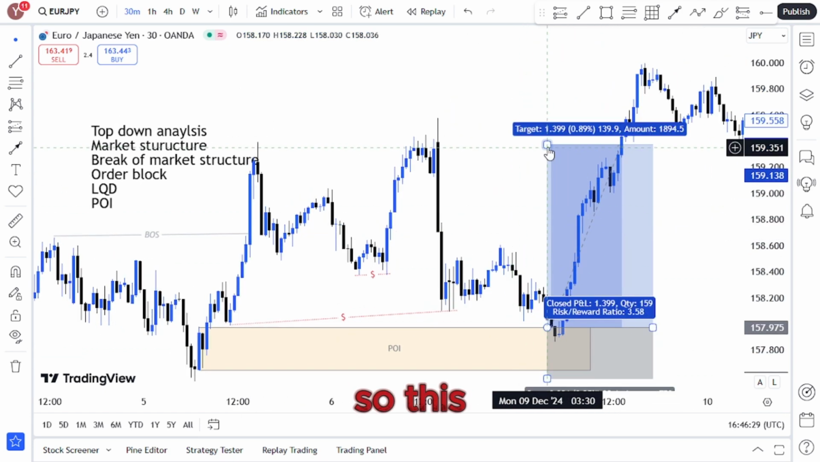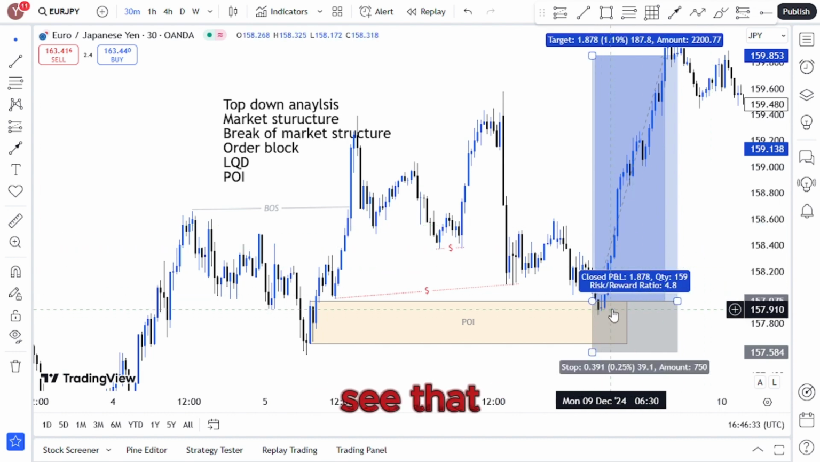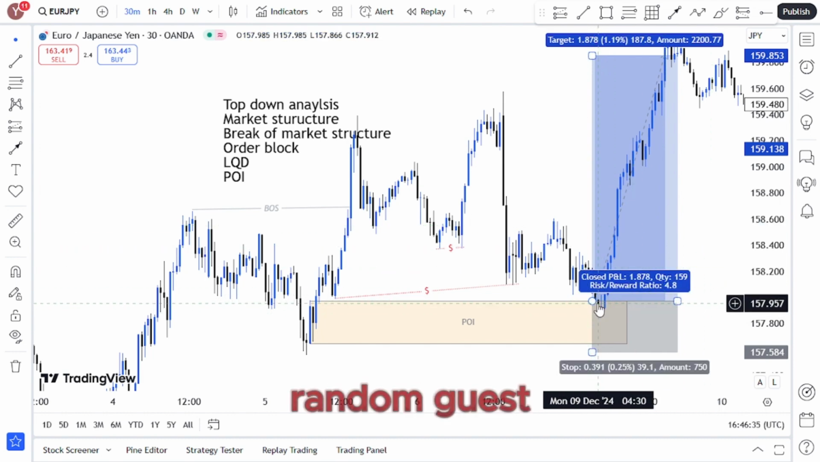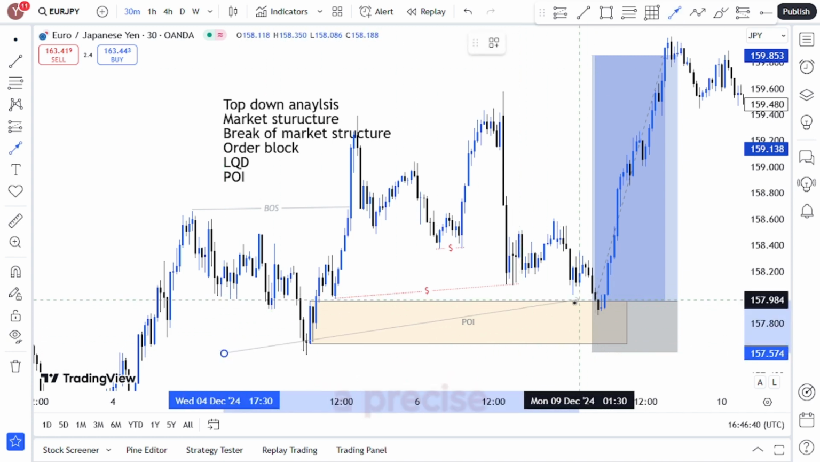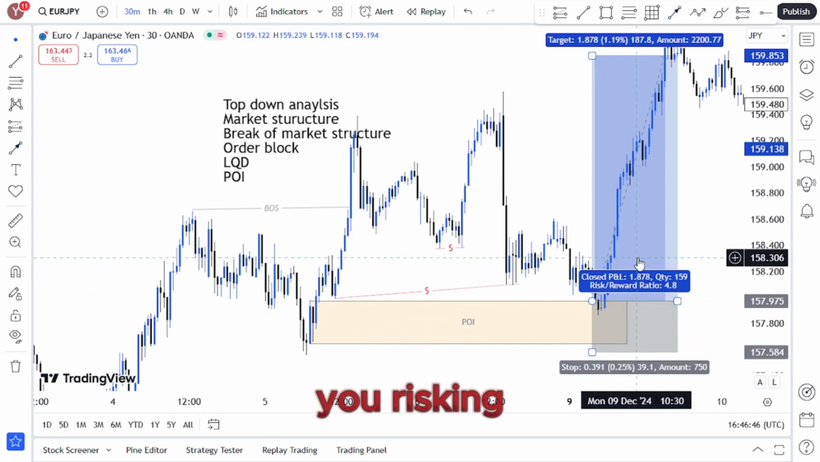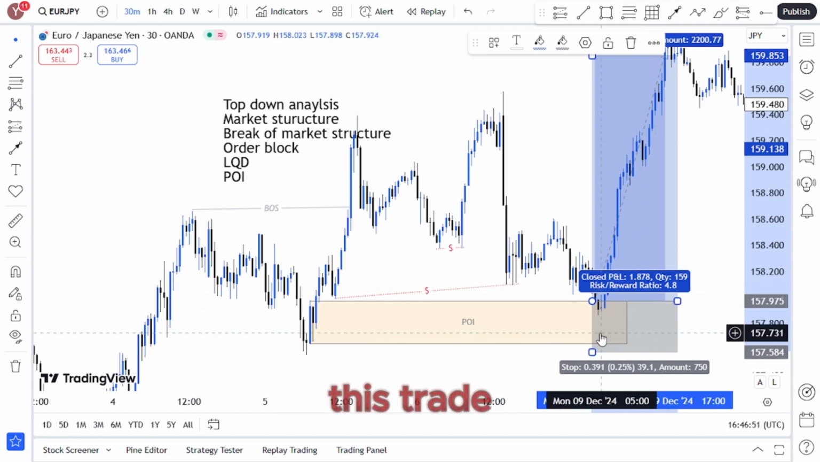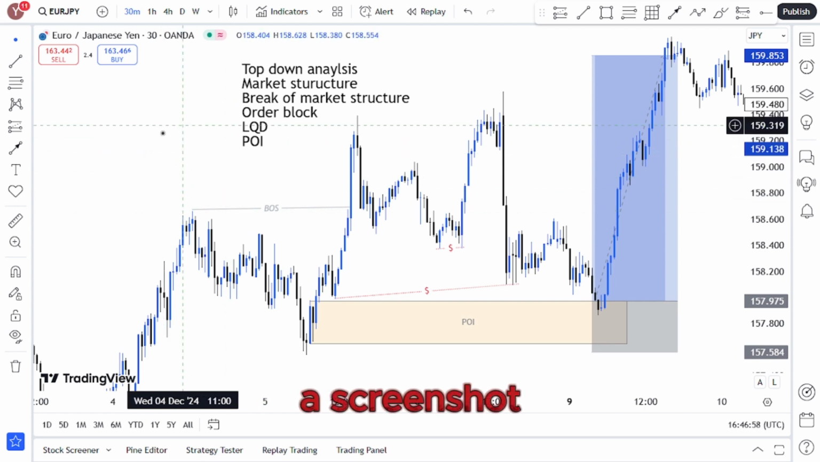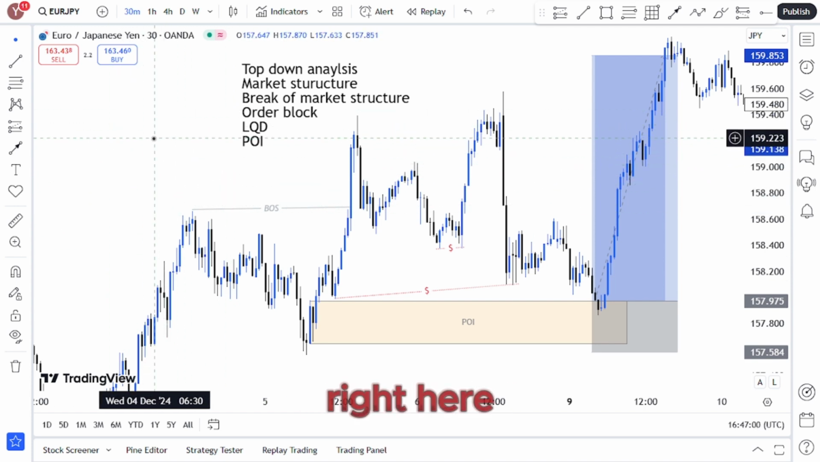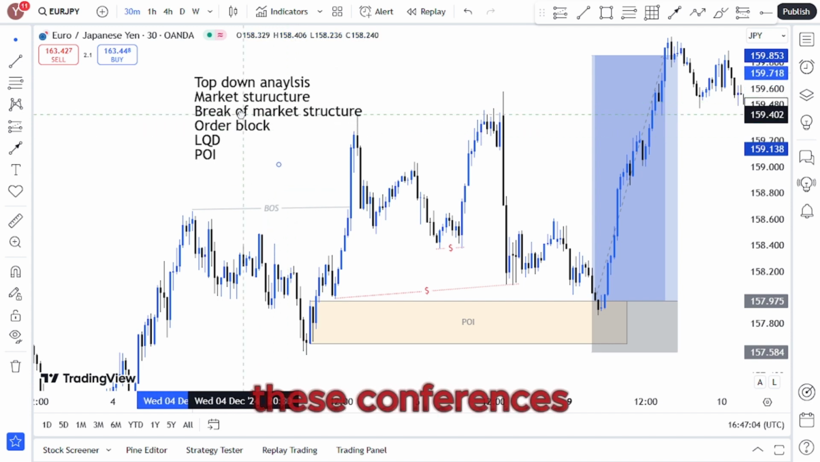Okay, so this is how price moves crazily in the market. You can see that this entry is not just a random guessed entry. This is a precise entry in the market. You're risking $100, you'll be making $400 on this trade, and this is the same trade that I sent out to the Telegram community. I'll leave a screenshot of that trade that we took right here for you to understand that yes, we did take this trade using all these confluences together.